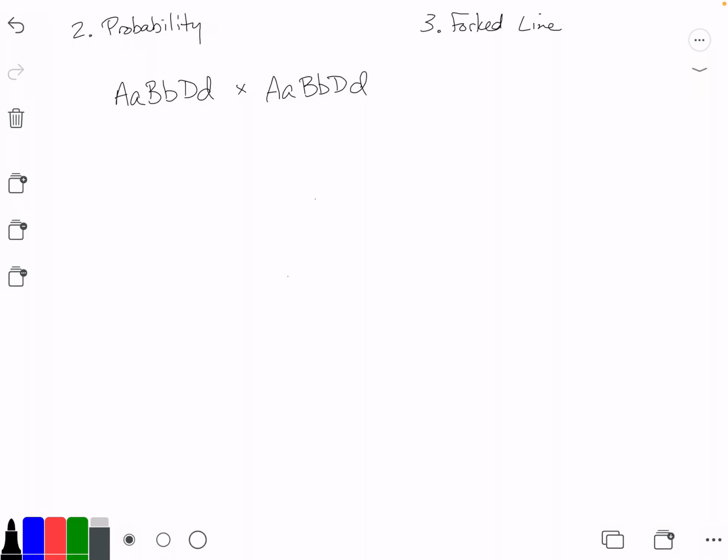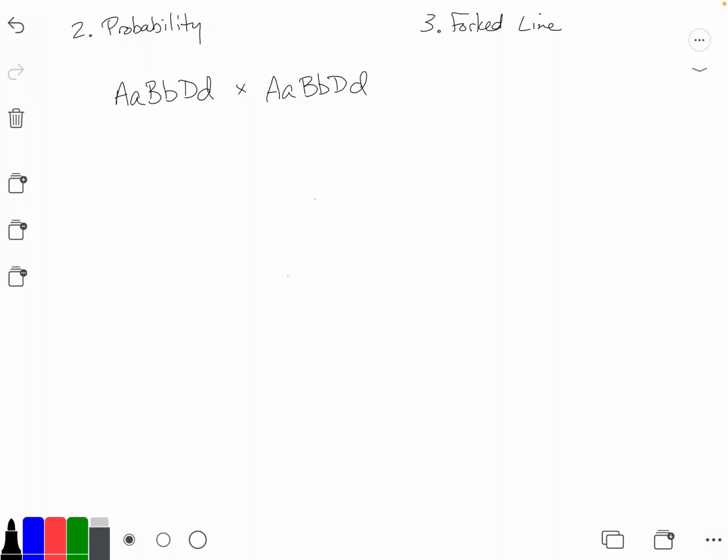So let's pretend that we were doing this. Now, if I were doing this in a Punnett square, I would have 8 gamete possibilities for each one of these. So I'd have an 8x8 table, 64 boxes. That's a lot of writing to do. I would go to probability for this, or to forked line. So I'll do forked line first because that shows us the whole picture.